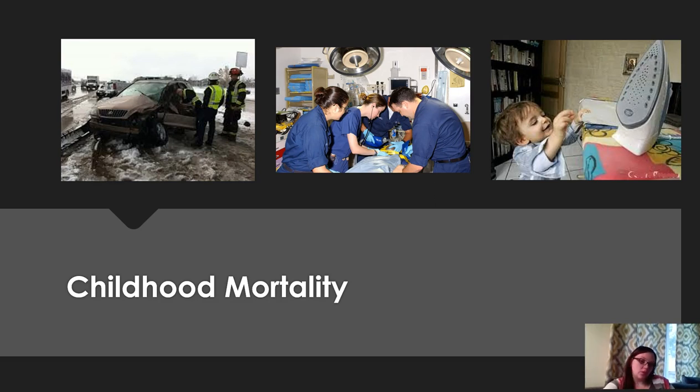Okay, switching gears a little bit more, looking at childhood mortality now. Three big buckets here. We've got accidents, that's safety and injury prevention at home. Motor vehicle accidents is a huge piece. And then you've got your hospital piece, that could range anywhere from trauma to acute health issues.